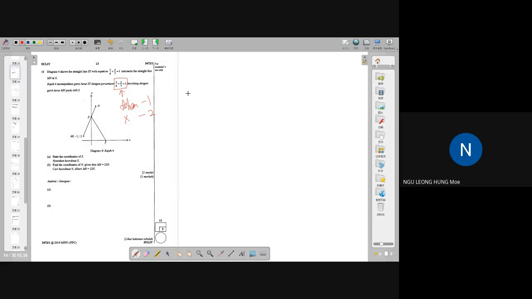Okay. Actually, beside y equal to mx plus c, this is linear equation. So linear equation also can write it as x over a plus y over b equal to 1, which means this one is x intercept and this one is y intercept. Like this.